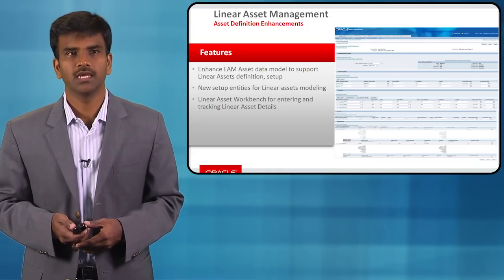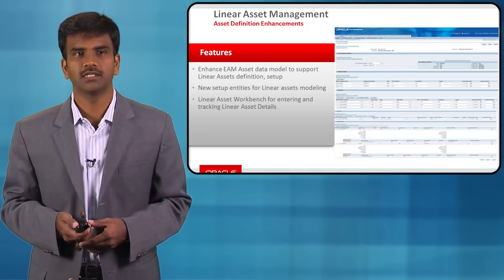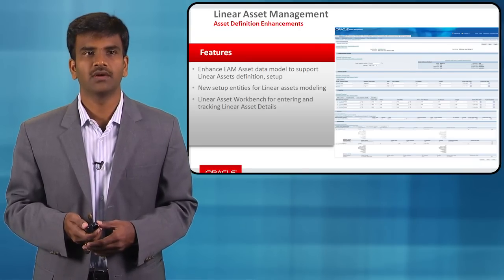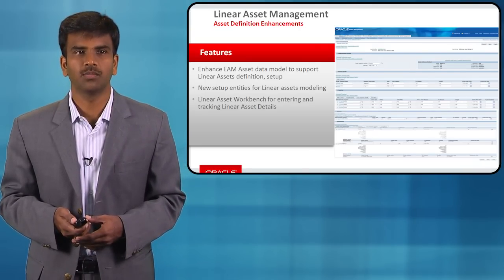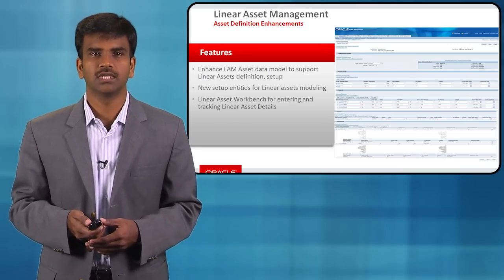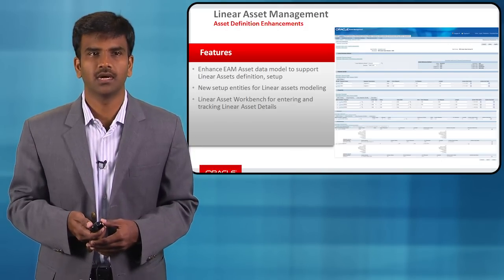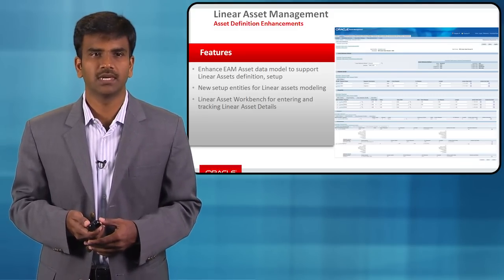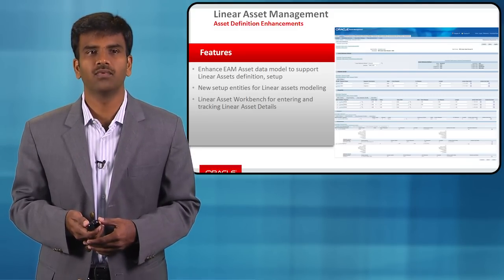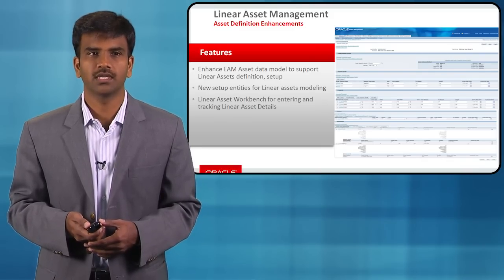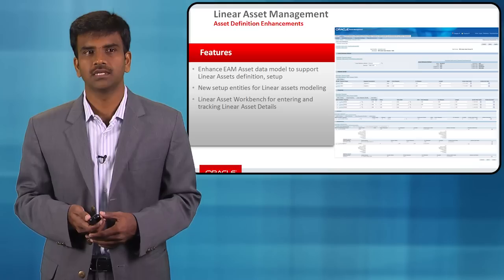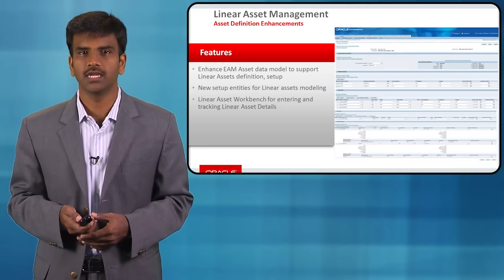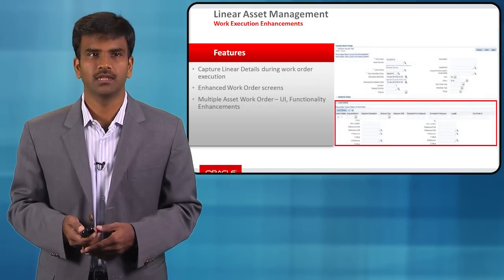So some of the key enhancements that have been done to address this particular feature are around the asset definition area. On the asset definition, we have enhanced the EAM asset data model to support linear asset definition and setup. That is one of the key enhancements that we have done in enabling this particular feature. And to attain that, we have introduced a lot of setup entities which are helpful for modeling the linear asset network and their information. And also the linear asset workbench is one central component that will allow us to model the linear asset network to maintain them.